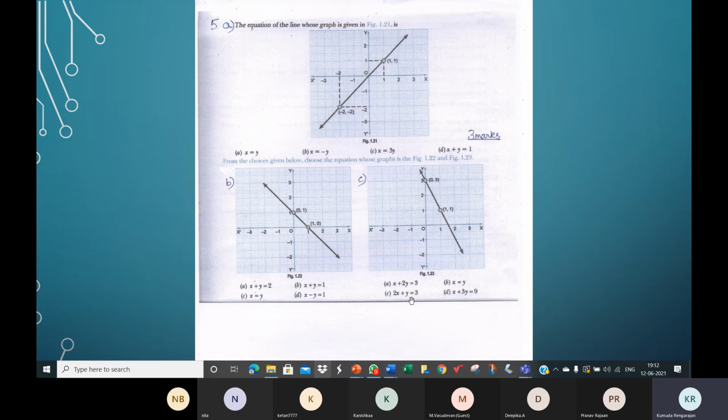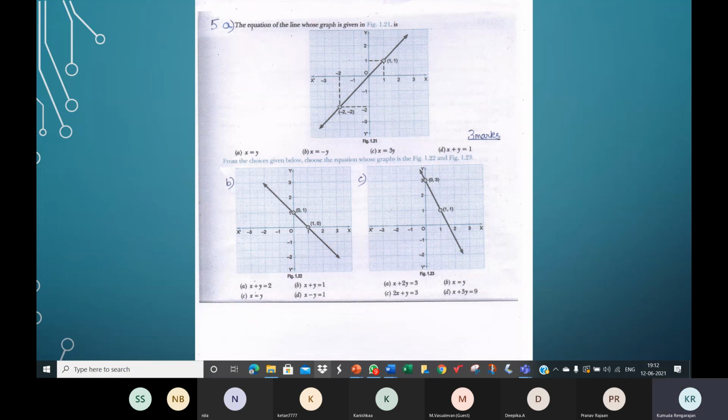And for this one, 2x plus y is equal to 3, you said, right? 2x plus y is equal to 3. When you substitute 2 into 0, okay, and then 2 into 1, okay, fine. It's not this, and it is not. Yes, 2x plus y is equal to 3.